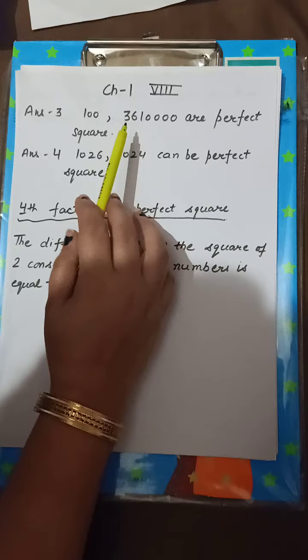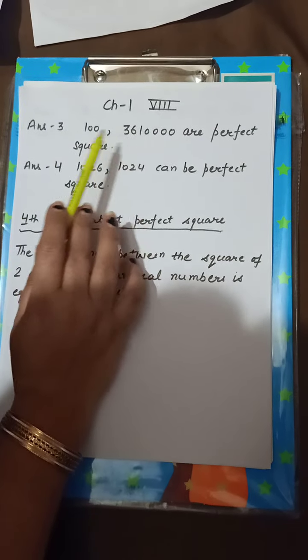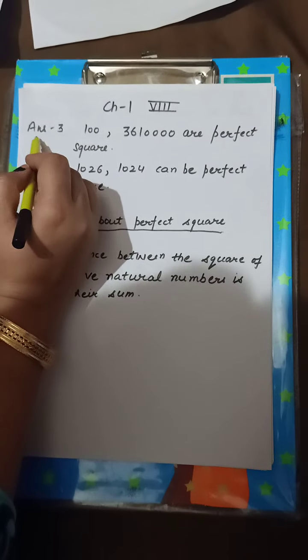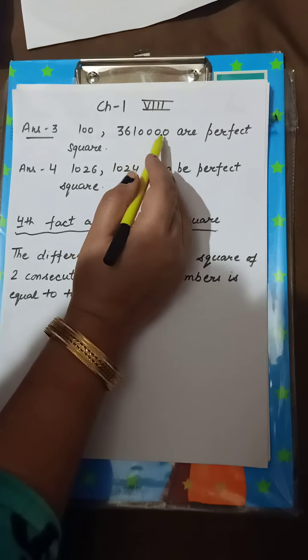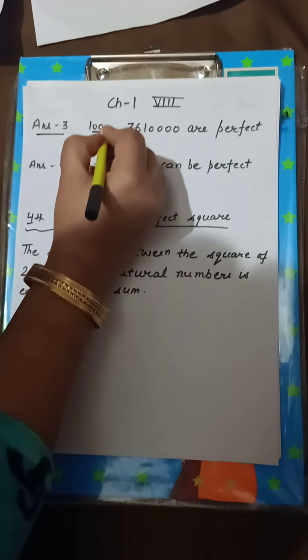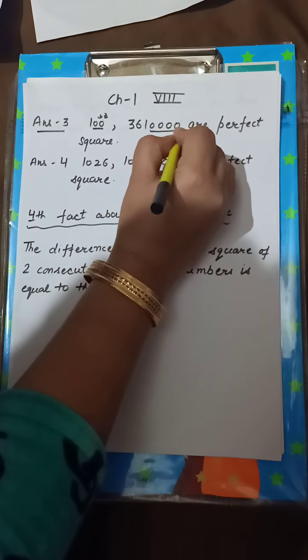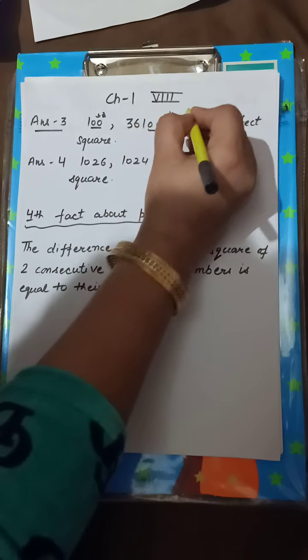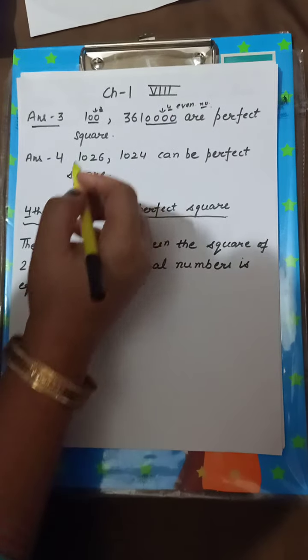I hope all of you have done your previous work. I am telling you the answer of previous work. Answer of question number 3: 100 and 361,000 are perfect squares because here the number of zeros is 2, and 2 is an even number. Here the number of zeros is 4. 4 is also an even number. That's why this can be a perfect square.